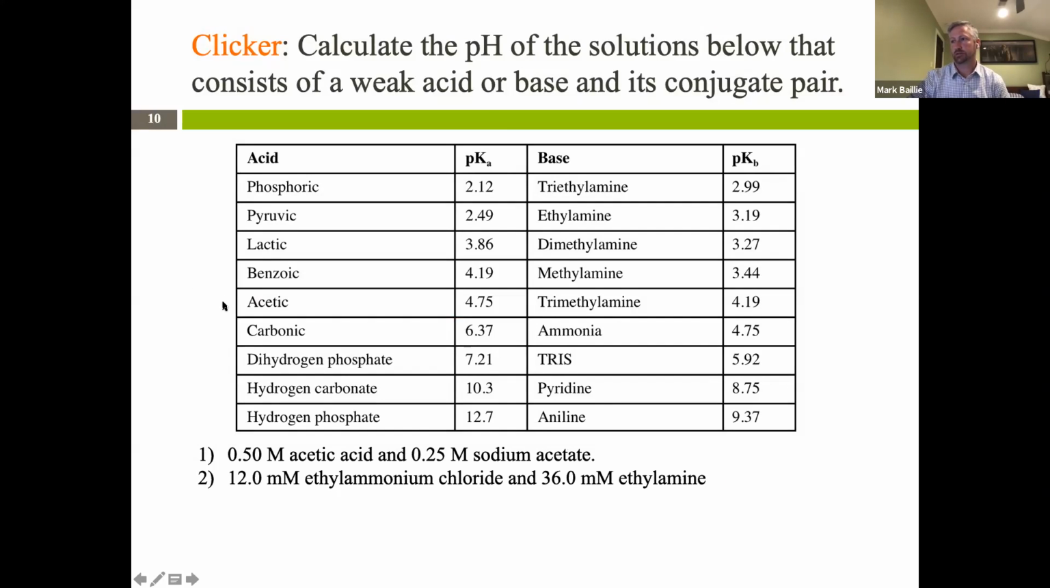Okay, so our next one is ethylammonium chloride and ethylamine. I'm going to send us into breakout groups and I'm going to jump around between the groups. Send to breakout rooms, open all rooms. So go ahead and chat through that.